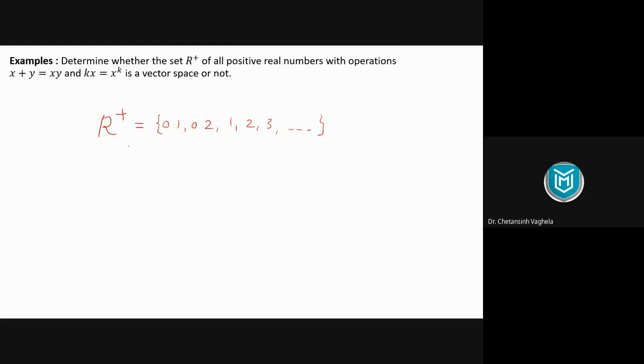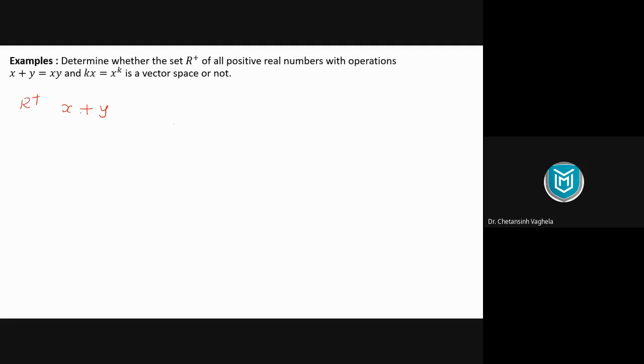Now let's try to understand our operations. Here the addition and multiplication are not the usual addition and multiplication. I have kept this example so that you can understand that addition and scalar multiplication are not always the usual ones. They can be different. So here we are defining addition like this. If you take two objects x and y from your set R plus, then their addition is defined like this.